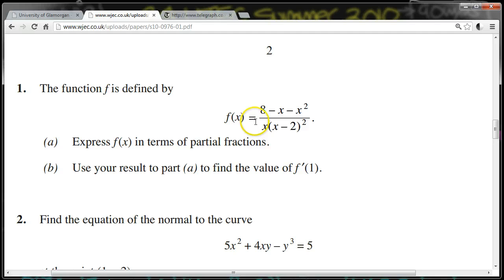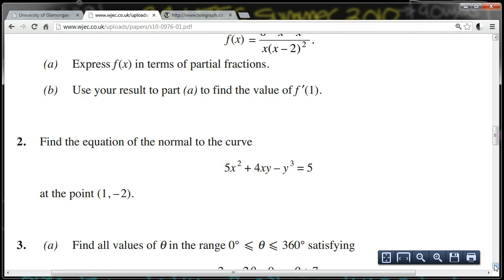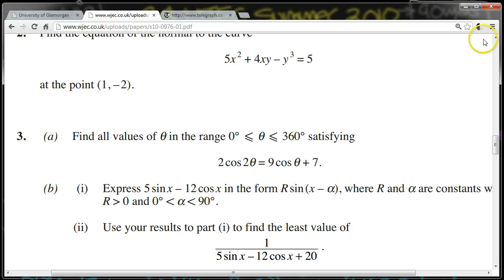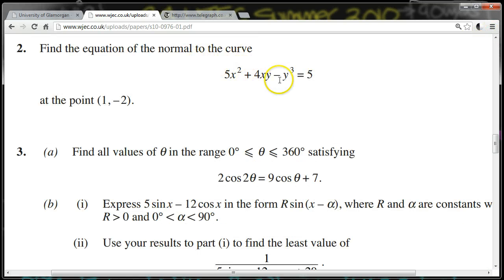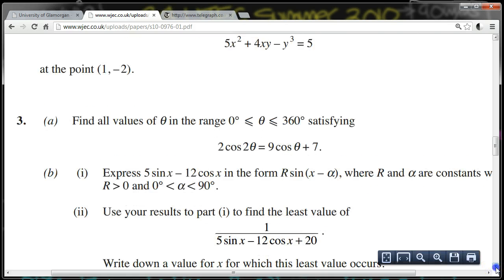The first one's on partial fractions, so we need to use partial fractions, and then we need to differentiate these partial fractions and evaluate the derivative at the value 1. So it's a fairly stock question there, isn't it? Question 2, normal to this curve, so we need to get the tangent, so we need implicit differentiation, and then we get the tangent, and then we can get the gradient of the normal at this particular point.